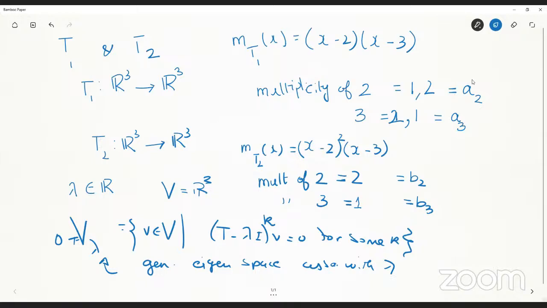So can you give a linear operator on R3 with minimal polynomial (x minus 2)(x minus 3), but the multiplicity of the eigenvalue 2 should be 2? Can you give such a matrix with eigenvalue 2 coming twice and eigenvalue 3 coming once? What if you take the diagonal matrix with entries 2, 2, 3? What is the minimal polynomial of this?